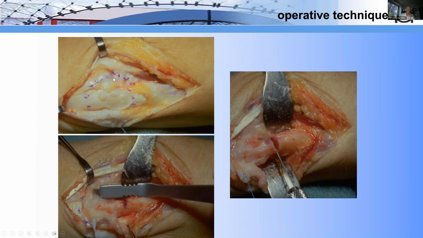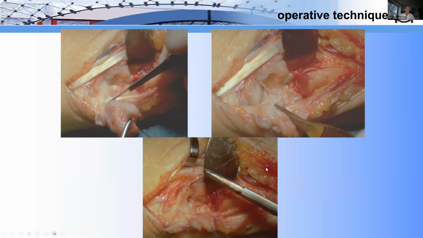Nowadays, I do it more longitudinally. And then we lift up that flap with the ECU tendon and the sixth extensor compartment inside. We measure the length of necessary resection as we have scheduled prior to the operation. We perform the osteotomy, and then we peel off the remains of the ulnar head or the ulnar head, and then we have to look for the TFCC.